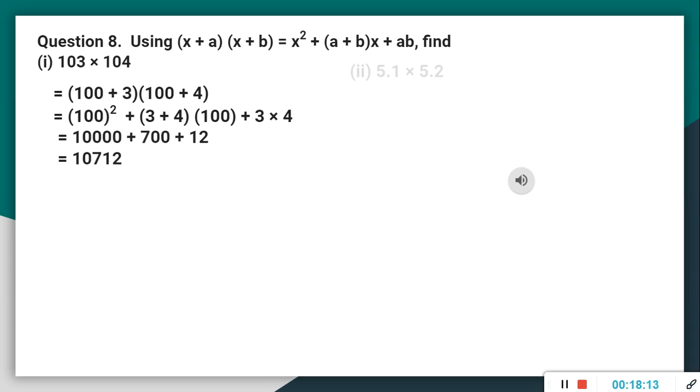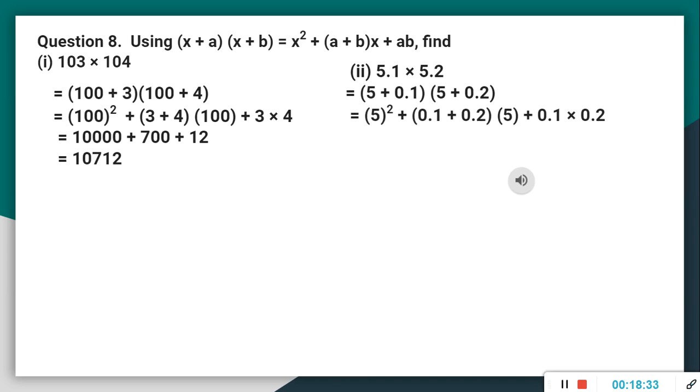Now second question is 5.1 into 5.2. 5.1 can be written as 5 plus 0.1, right? Same way 5.2 can be written as 5 plus 0.2. So here what is x? X is 5. What is a? A is 0.1 and what is b? That is 0.2. So 5 square plus 0.1 plus 0.2 into 5 plus 0.1 into 0.2.